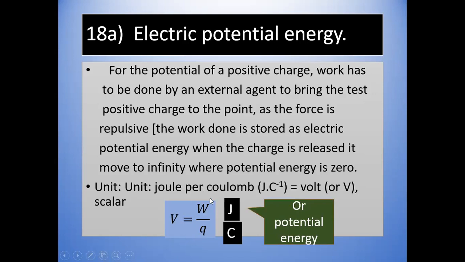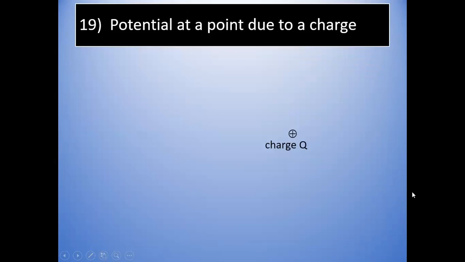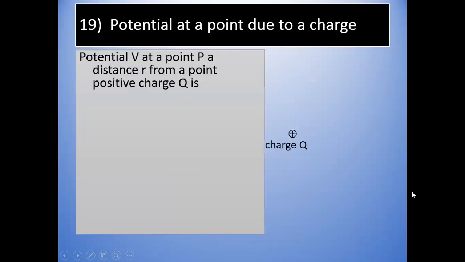Okay, or W, we call it potential energy. Either work done or potential energy is the same thing. So now we want to calculate the potential due to this positive charge at a point P, a distance R away from this charge there.